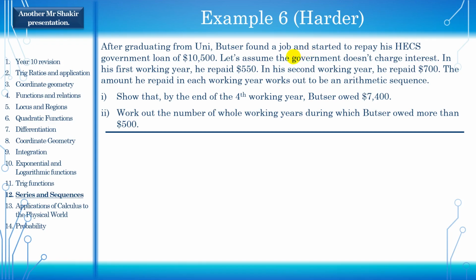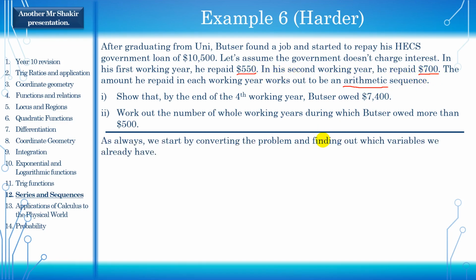So the first year, he repaid $550. In the second working year, he repaid $700. The amount he repaid in each working year works out to be an arithmetic sequence. Now, before we even read this, they've given us, okay, it's an arithmetic sequence. The first working year he paid $550, so that's A. Second working year, he paid $700. Now, that is A plus D. We know A is $550. We can work out D. So, let's do that right now.